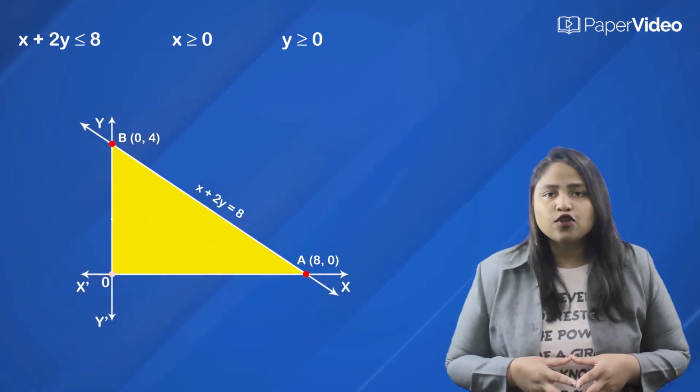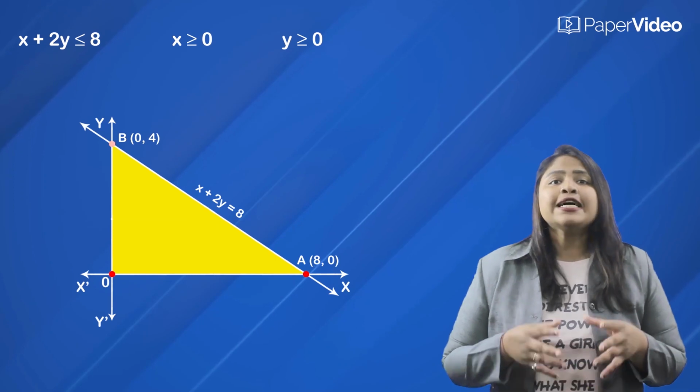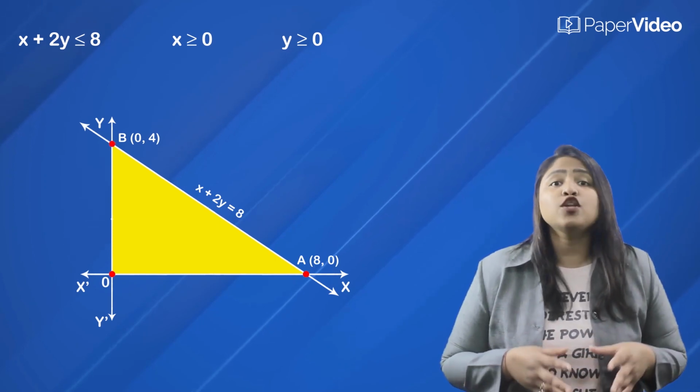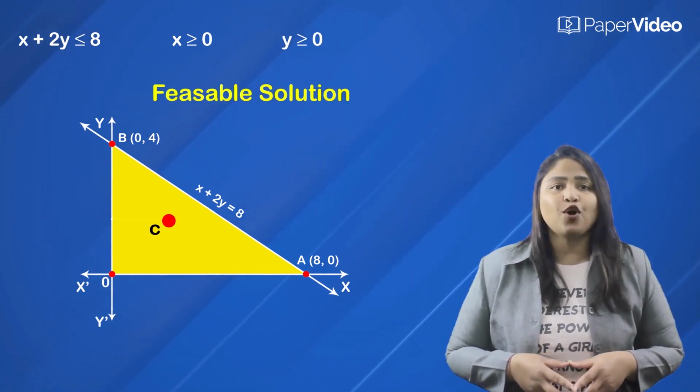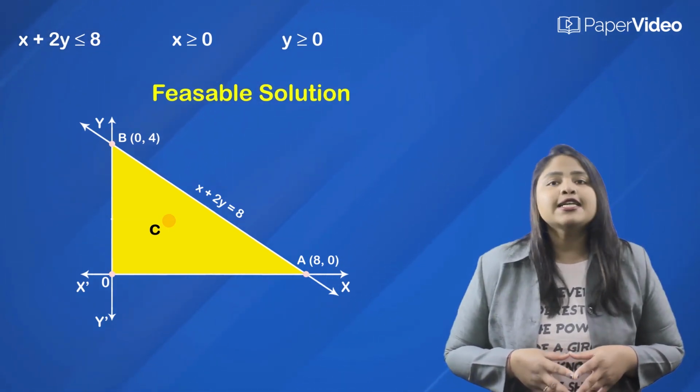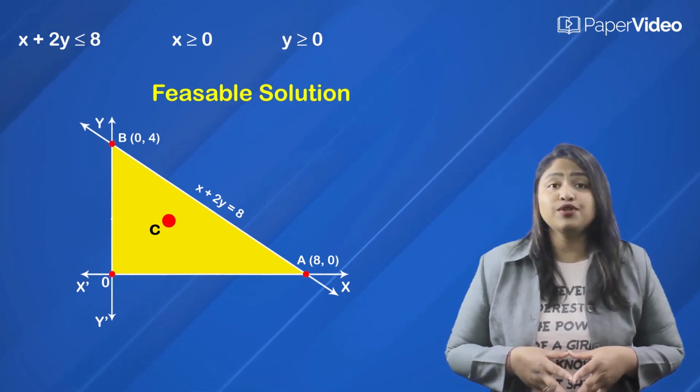A set of values of the variables of a linear programming problem which satisfies the set of constraints and the non-negative restrictions is called a feasible solution of the problem. Graphically, it is the set of points within and on the boundary of the feasible region.